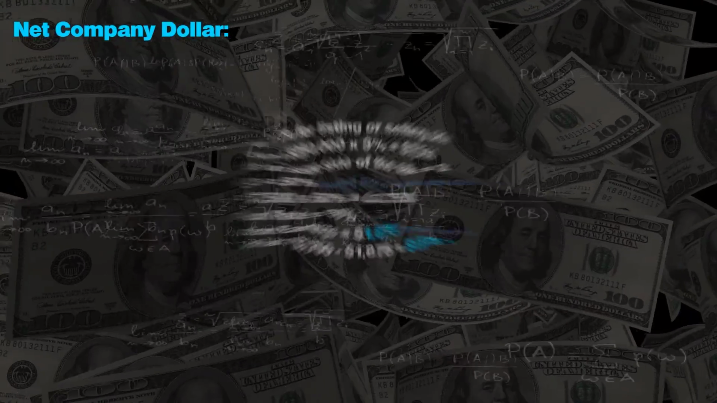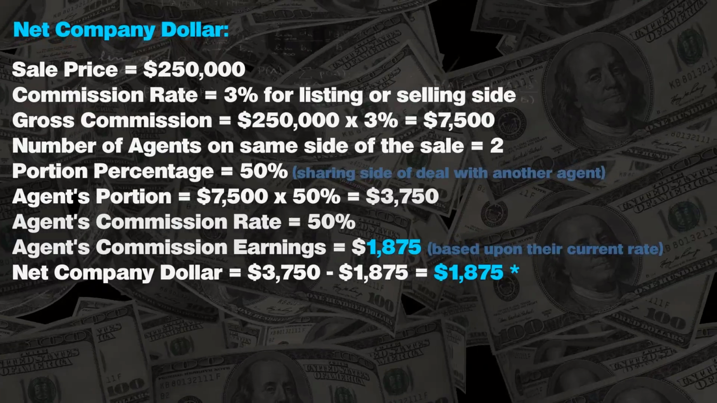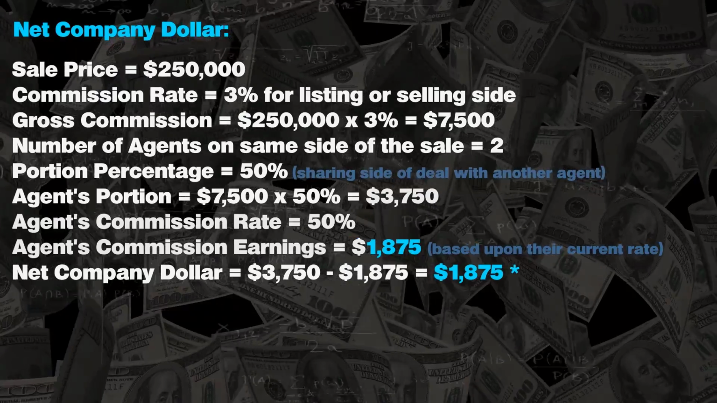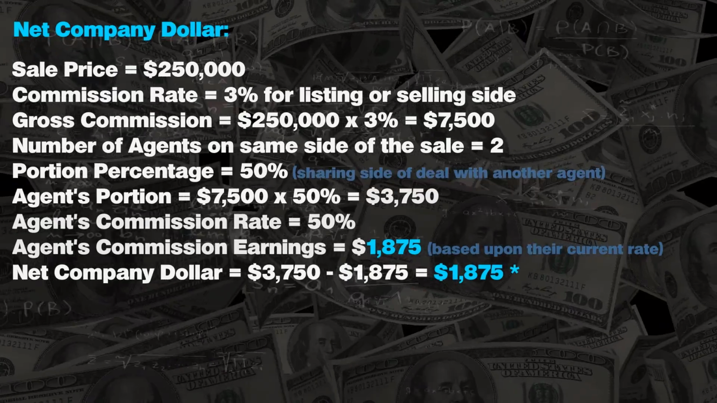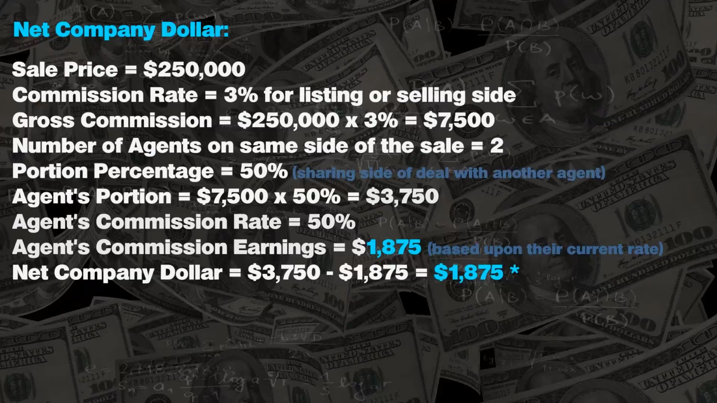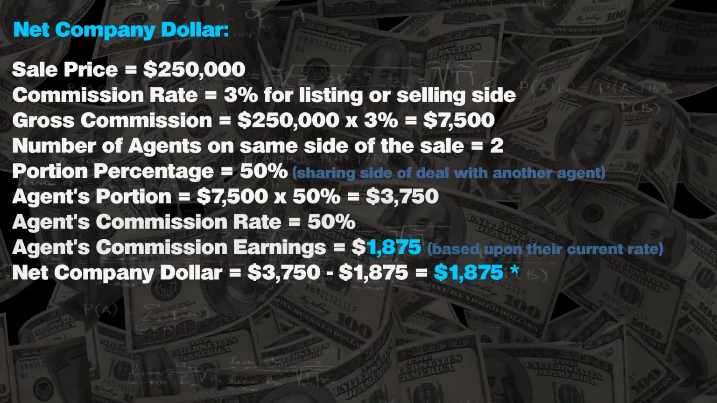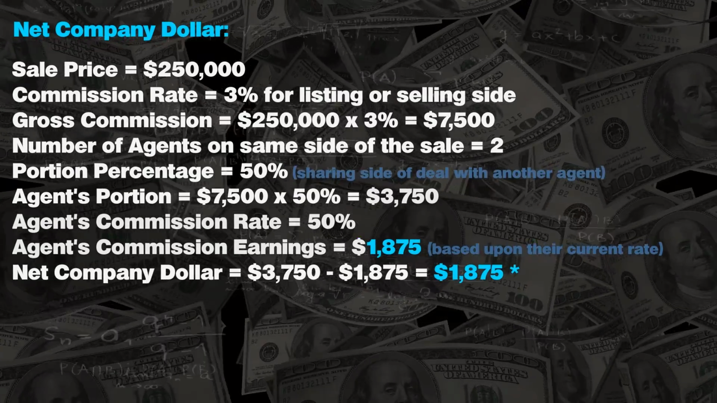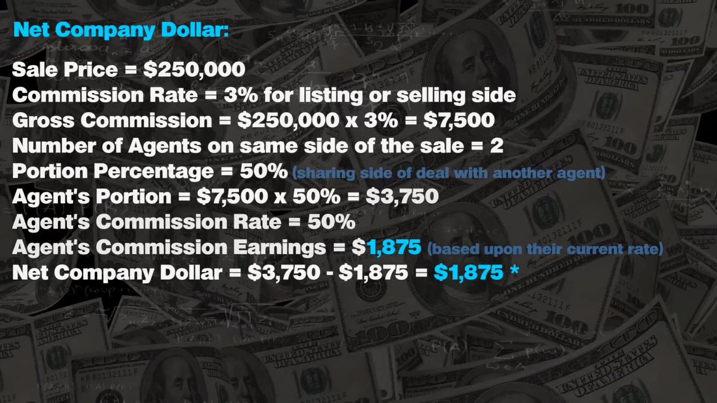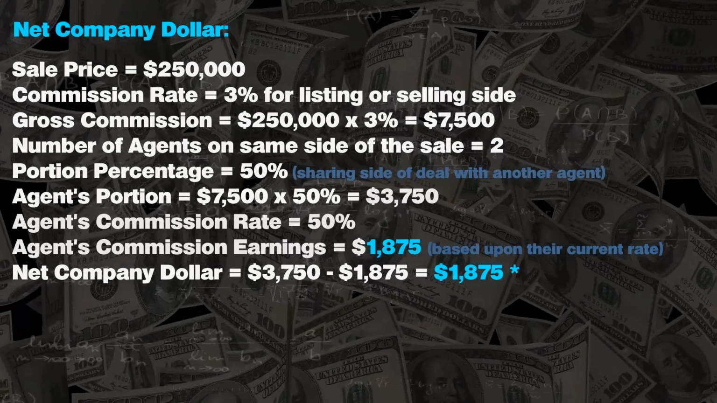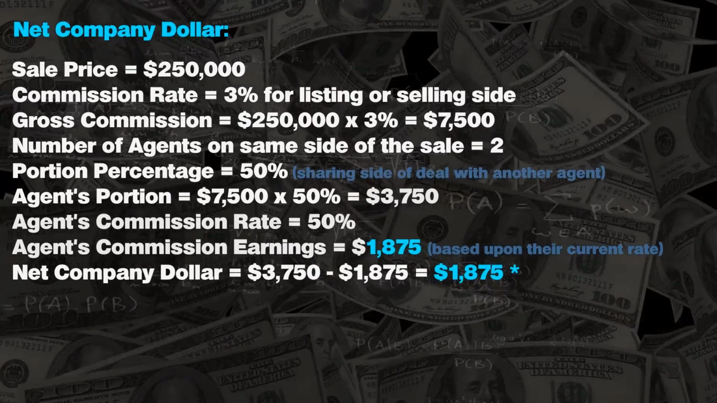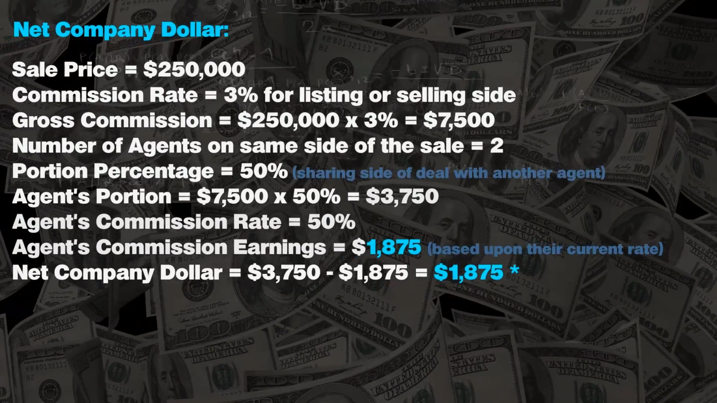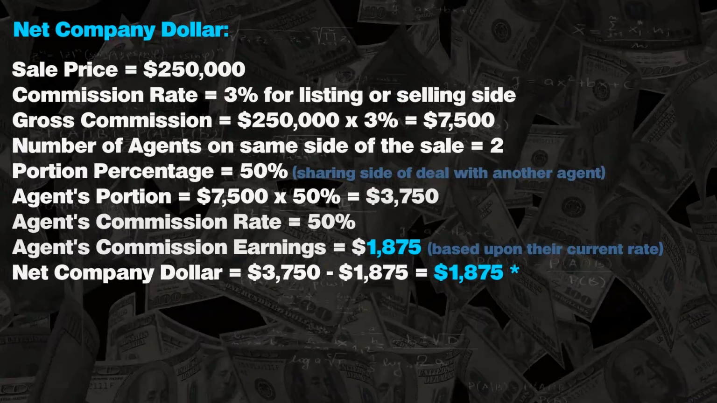Net company dollar example. We're going to use a lot of the same numbers. Sale price $250,000, commission rate 3%. So the gross commission was $7,500. There are still two agents on this deal. Their portion splitting is 50%. So the agent's portion would be $7,500 times 50%, which is $3,750. The agent's commission rate is 50%. The agent's commission earnings is $1,875. So the net company dollar for this agent would be the $3,750, subtract the $1,875 that we paid the agent, leaving $1,875 as net company dollar.